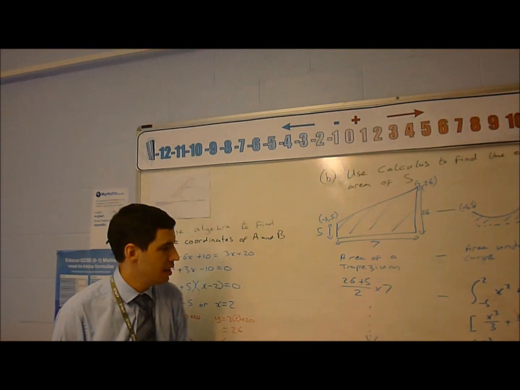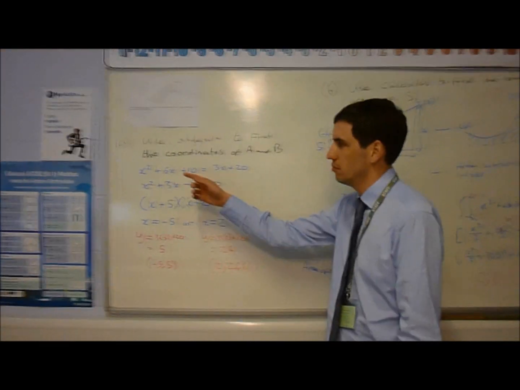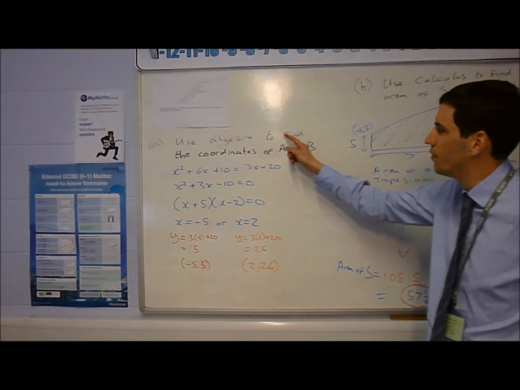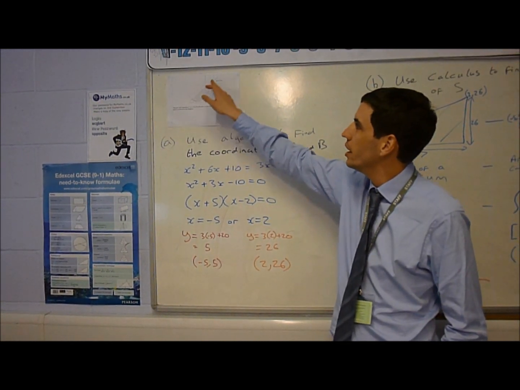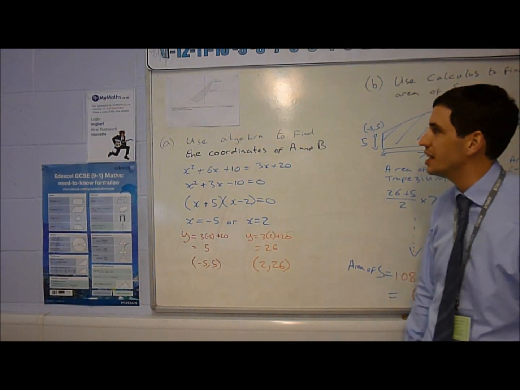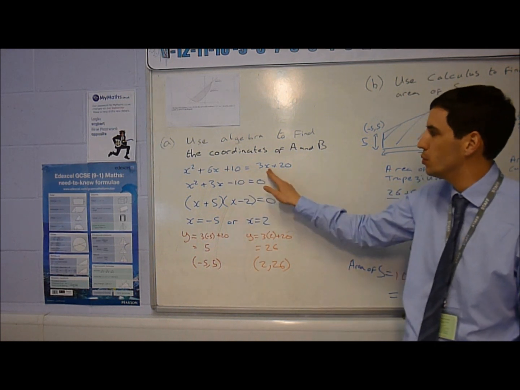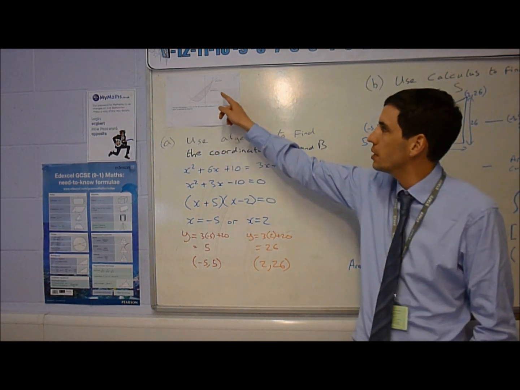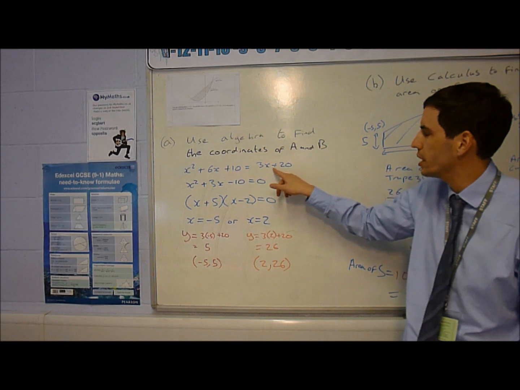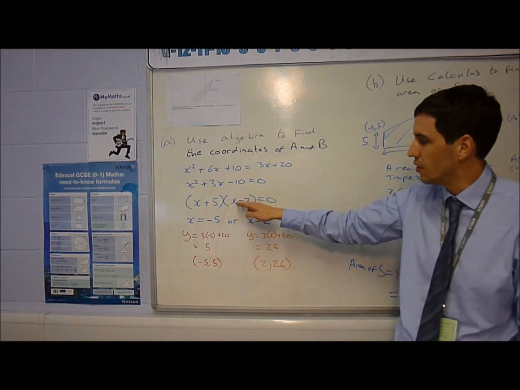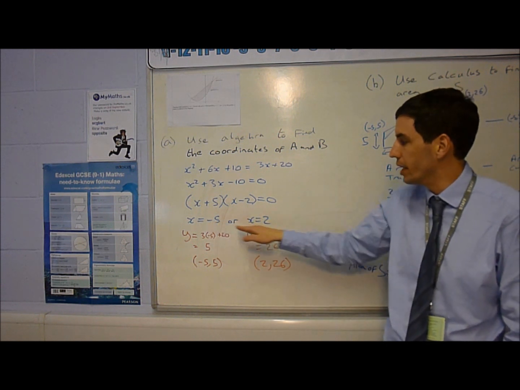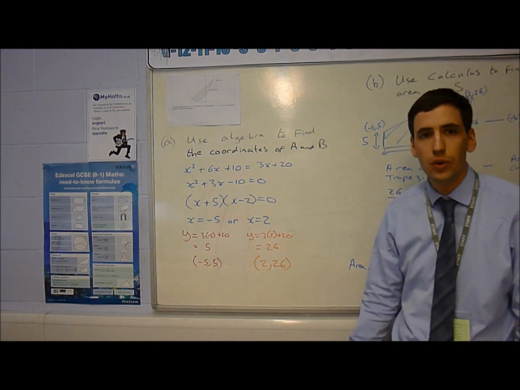Alright, in part A, it says use algebra to find the coordinates of A and B. Well, if you can see, that's where the two graphs intersect. So all I'm going to do is set them equal to each other. x squared plus 6x plus 10 equals 3x plus 20. You solve it by setting it equal to 0. This factorises. I've got my x coordinates, minus 5 and 2.